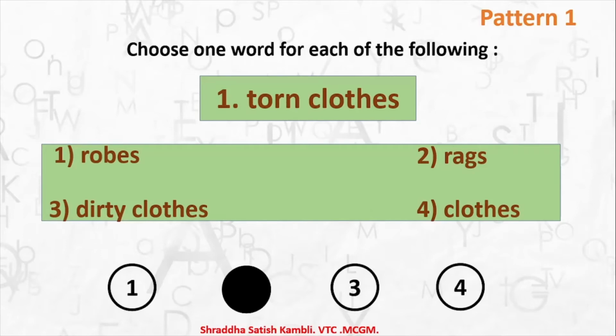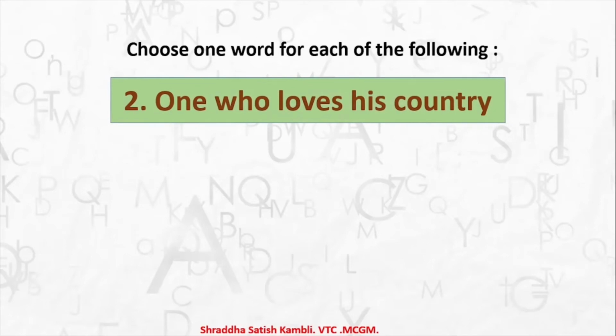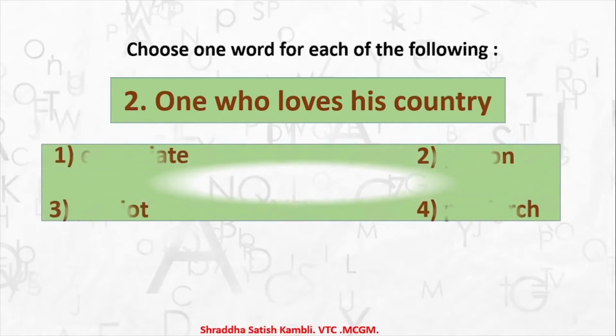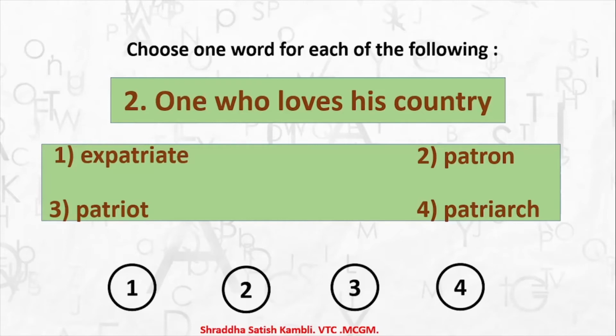Coming to example 2, same pattern, you have the phrase, one who loves his country. So who is a person who loves his country? Is it an expatriate? Is it a patron? Is it a patriot or a patriarch? So who is a person who loves his country? A person who loves his country is called a patriot. Desh Bhakt, we say in Hindi.